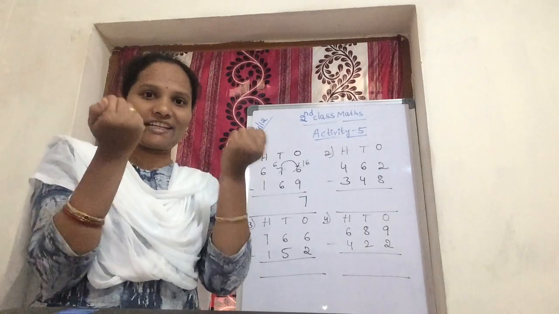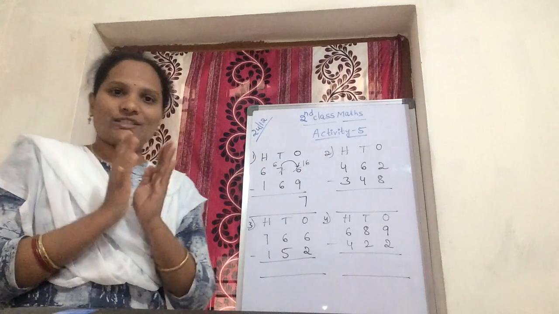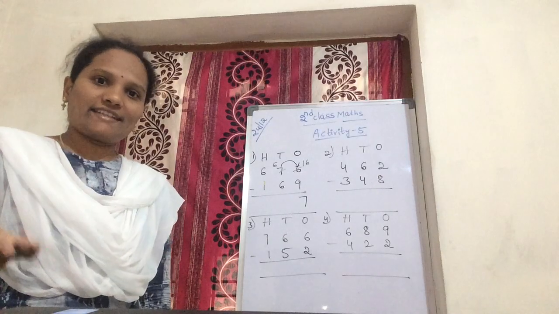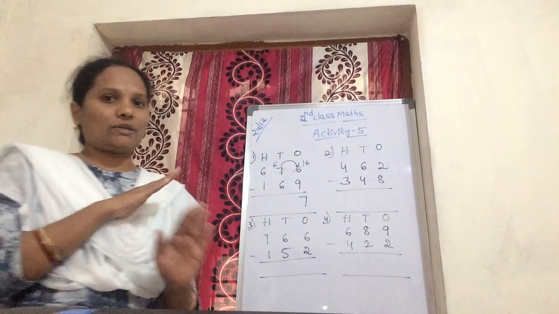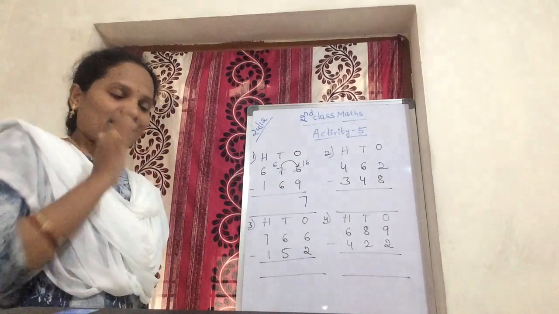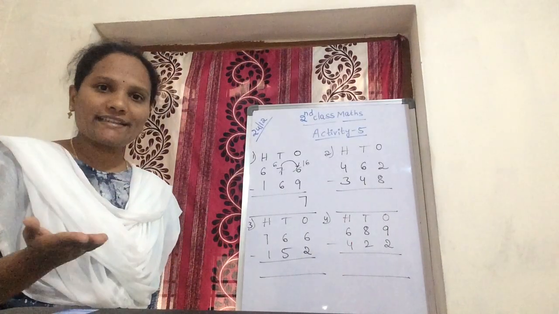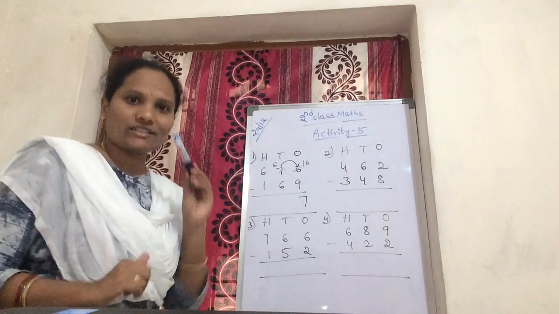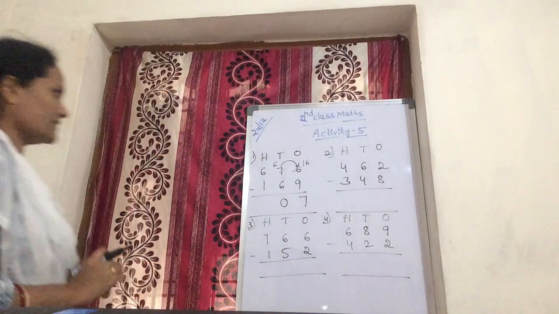So still are any fingers open? No. So what is your answer? 0. 6 minus 6, 7 minus 7, 8 minus 8, 9 minus 9: all the answers are 0. Same number from same number, because if you subtract the same number from a number, you get 0. So 6 minus 6 you get 0. That is put in tens.